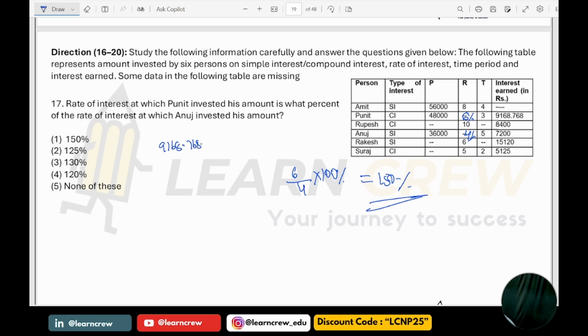Here you have 9,168.768 plus 48,000, which is 57,168.768. So 57,168.768 is equal to 48,000 into 1 plus r by 100 whole power 3. If you simplify, you will get r as 6. That is how you got 6 here. This is 6, this is 4, this is 150% of this. So the answer is option 1.